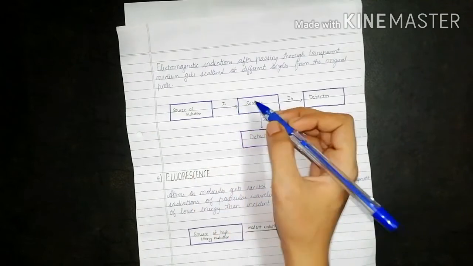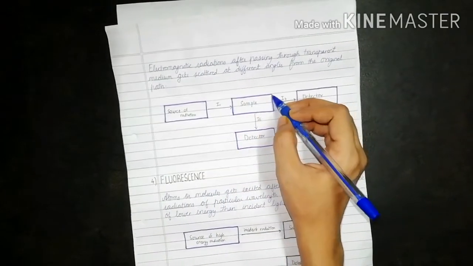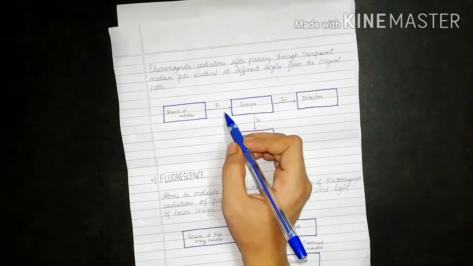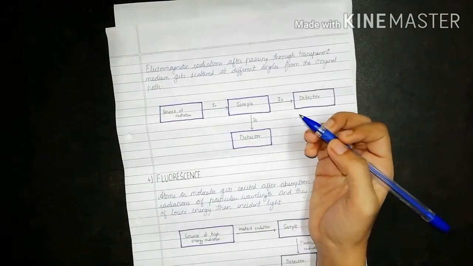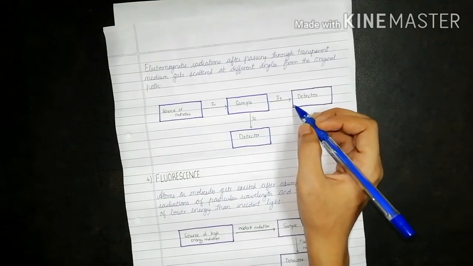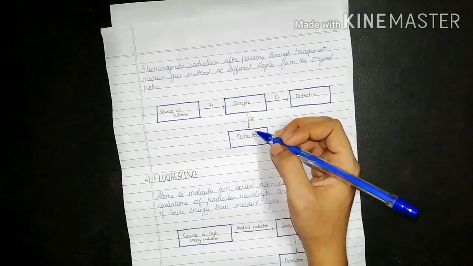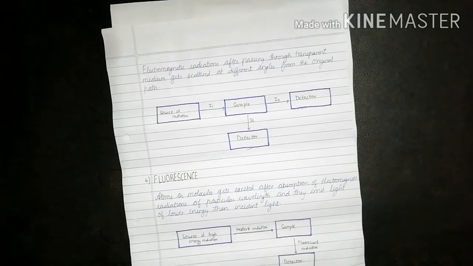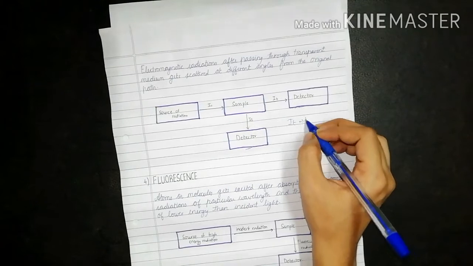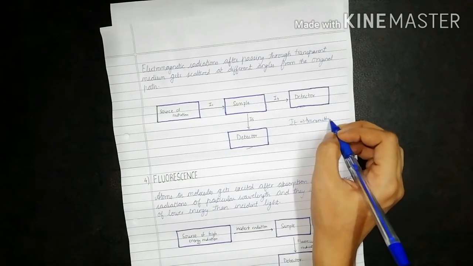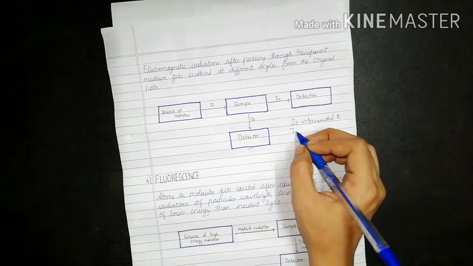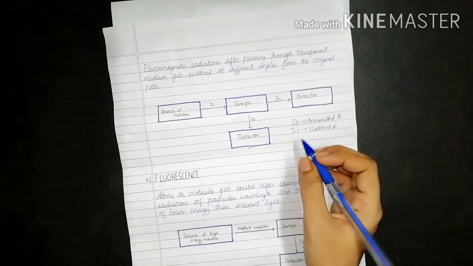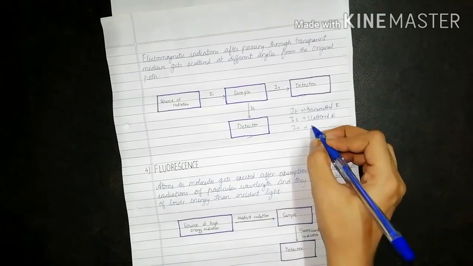So this is the source of radiation, and this is our sample. I0 is the incident radiation of certain intensity, and then the sample transmits some radiation, whereas it scatters some radiation, and both the transmitted and the scattered radiation are measured by the detector. So IT is the transmitted radiation, IS is the scattered radiation, and I0, as you know, is the incident radiation.